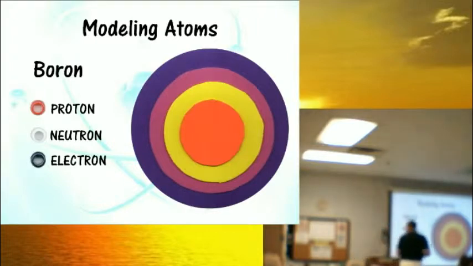First thing I want you to do is lay your circles like this. And this is going to represent the atom. The orange circle represents what, Armando? The nucleus. The yellow circle represents what, Daniel? The first shell. The pink, second shell; the purple, the third shell.